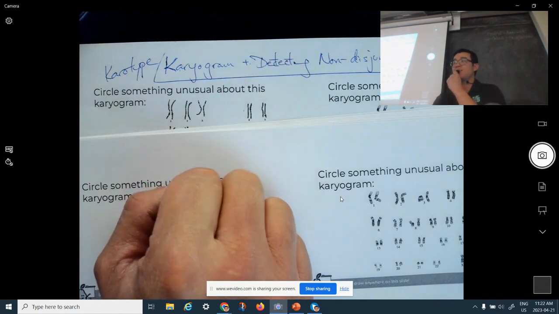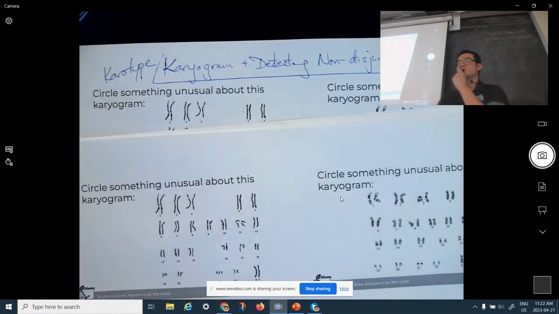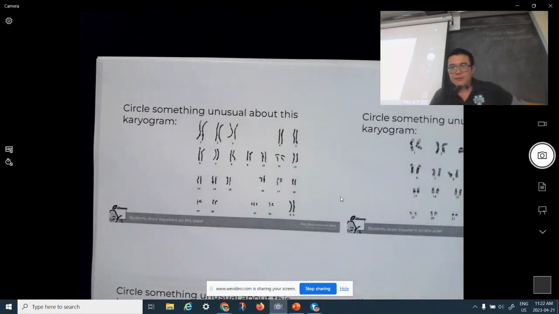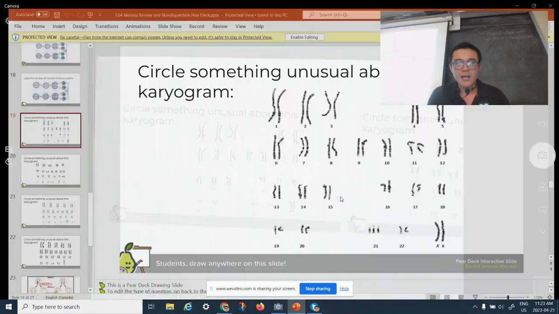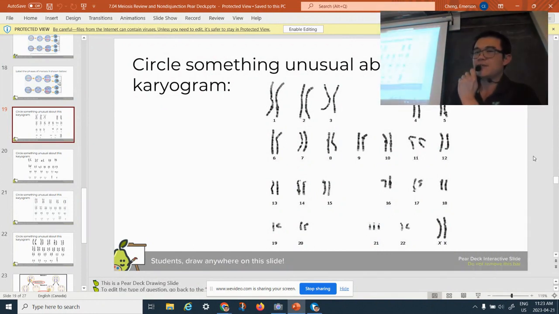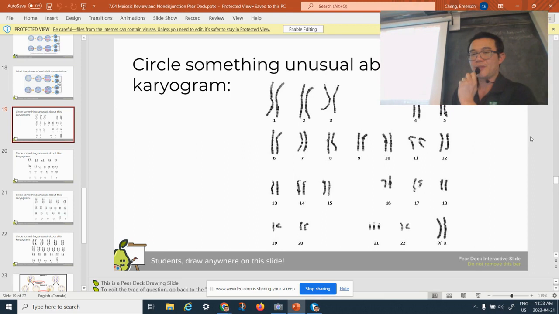Now, one nice thing about karyogram and karyotype is that you can use it to detect a number of chromosomal disorders. They're also pretty expensive to do. Now this is pretty small, so I will use this bigger one here. Do you notice something interesting about this karyotype or karyogram? Yes? Number 17 looks like it has some sort of disfiguration on the second.